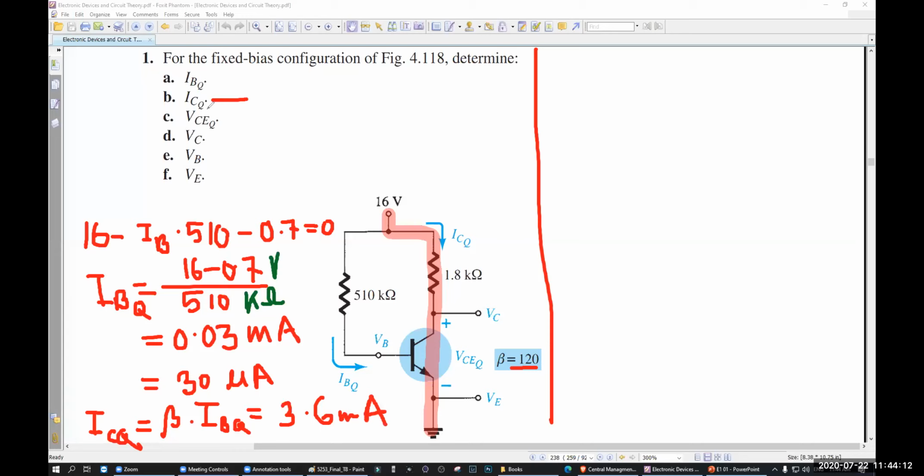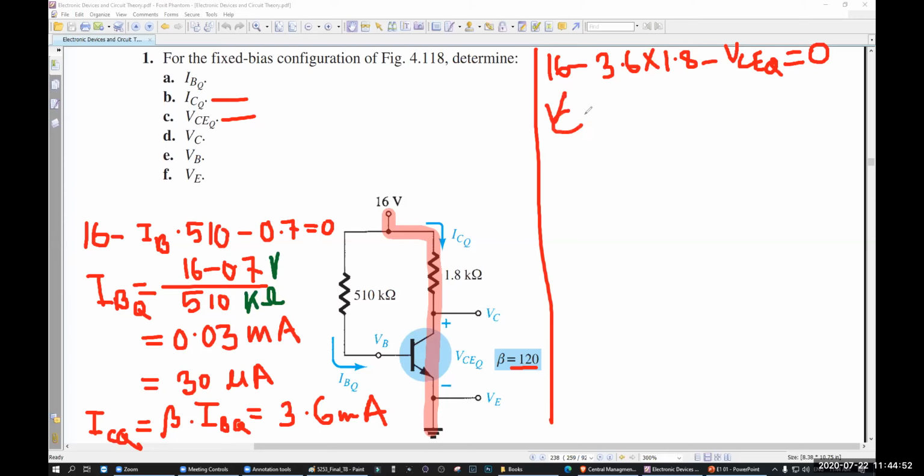Now come VCEQ. For VCEQ, we have to apply the KVL again. 16 minus IC. IC we already know, that is 3.6 milli into 1.8 minus VCE. Let's say VCEQ is equal to 0. So from here, what can we do?